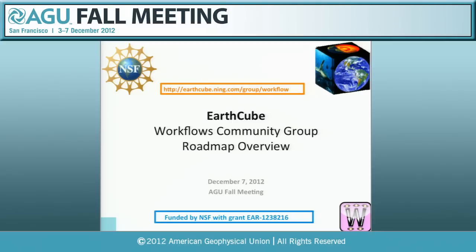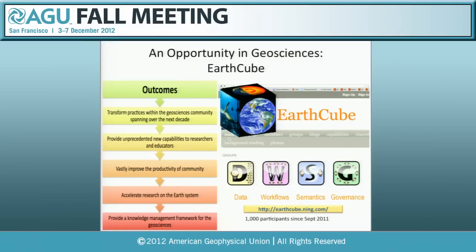Okay, so the next talk is an overview of a roadmap for workflows in geosciences that was part of the EarthCube effort from NSF. I'm going to start by describing a little bit of background about EarthCube and then walk you through this roadmap on workflows. There have been several sessions at AGU on EarthCube, and I hope that some of you have attended them. There's a lot of activity and a lot of energy in the community about it.